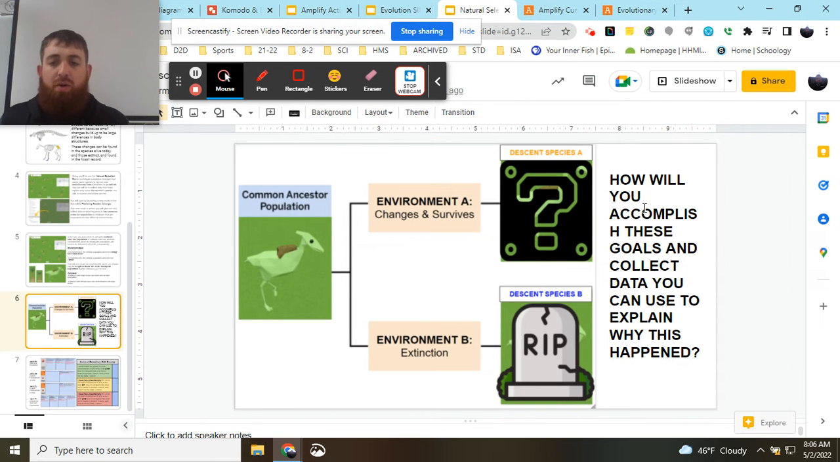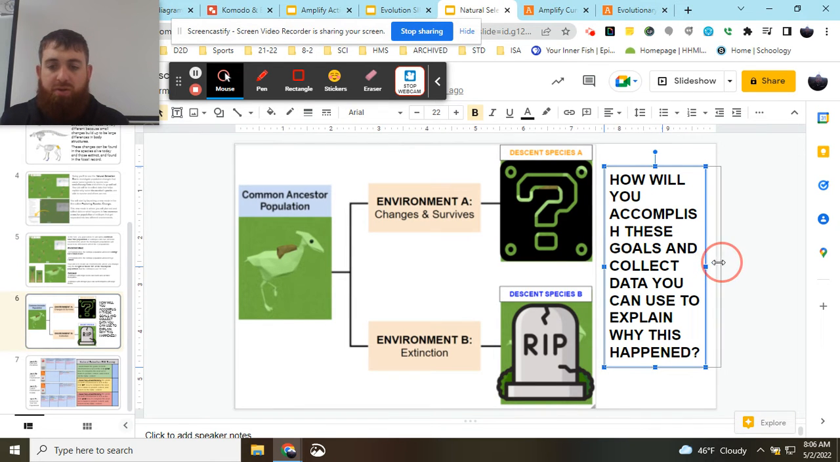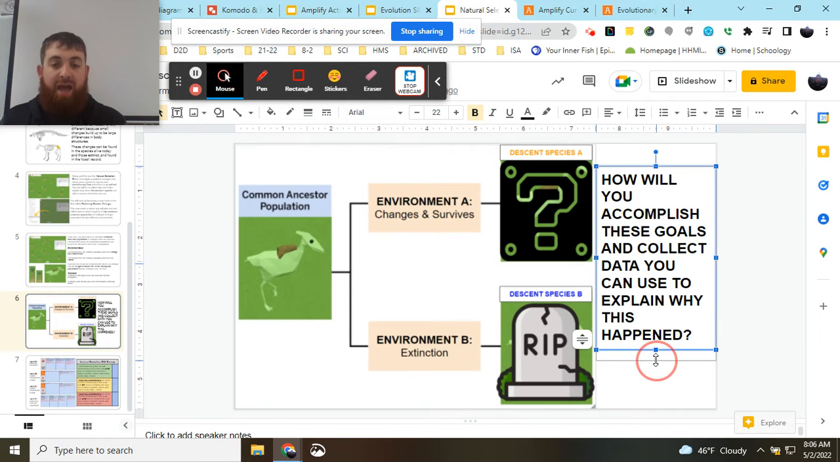So, how will you accomplish these goals and collect your data so that you can use it to explain what's happened? You'll take our population split into A, where they'll need to change and survive, and you'll see kind of what that is. And then you'll need to cause them to go extinct. So, you've got to ask yourself, how will I accomplish this? How can I change the thorn palms to collect data to show they changed and survived and they went extinct?